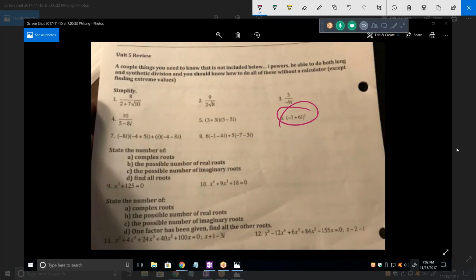So it's 49, and then let's just write it. If you can write it for me, we'll go on to the next one. Oh, just it's negative 7 plus 6i, and then in parentheses negative 7 plus 6i. Yeah, I know you know how to do that. So that's the only thing questionable on that. Okay, let's do number 7. A little different.